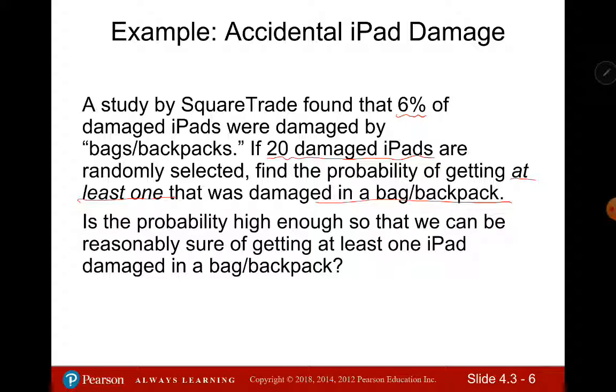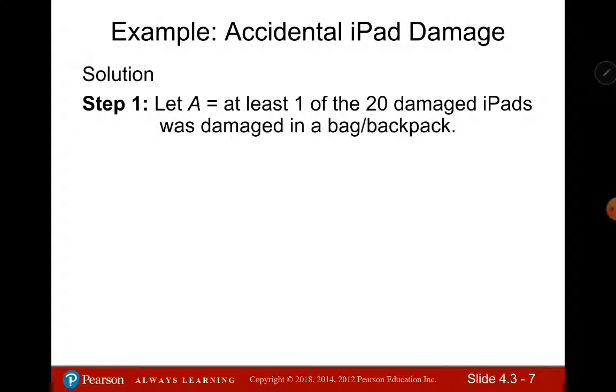And the second question is, the answer from the first question tells us the probability. Then we will work on that probability. Is that probability high enough? Can we be reasonably sure of getting at least 1 iPad damaged in a backpack? So first we should get the probability, then we can discuss the second question. So we follow the steps.